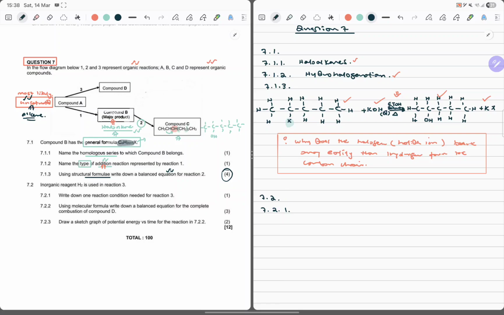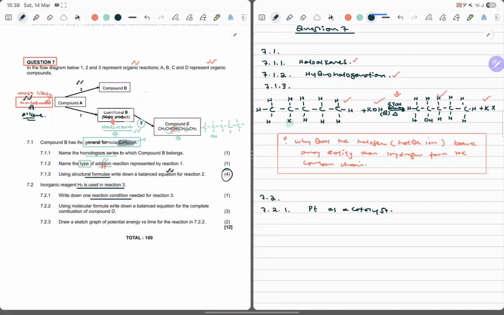Anyway, right. 7.2 tells us that organic reagent H2 is used in reaction 3. So this is hydrogenation. Do you see this thing, guys? It was asked in the MCQs. We saw it in the naming. Now it's here again. I told you, MCQs are an eye into the structured questions. Write down one reaction condition needed for reaction 3. We know that platinum should be the catalyst. Sorry, we can say Pt as a catalyst.